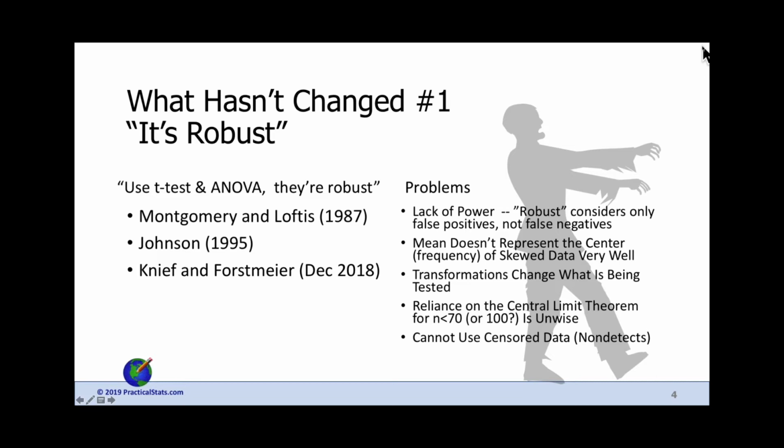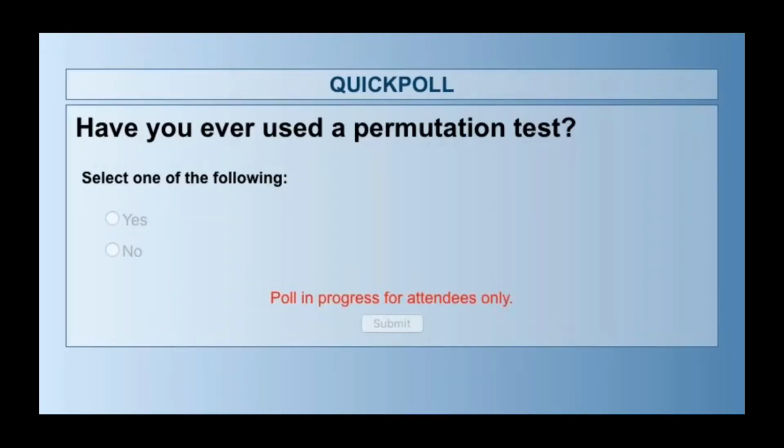So that's the problem. Before I get to some of the changes, I want to do a poll. They tell me that this is helpful for people listening. So here is a poll. And the question is, have you ever used a permutation test? And you can select either yes or no. It's pretty simple. So why don't you go ahead and do that.